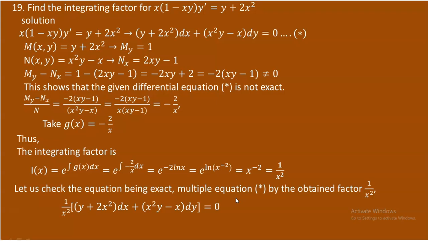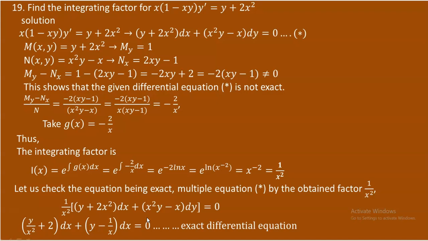Look, 1 over x squared times the entire equation star is directly taken. What comes here is, as you see, this one: y over x squared plus 2 dx plus y minus 1 over x dy, which actually is exact because the partial derivative of this one with respect to y is 1 over x squared, and the partial derivative of this with respect to x is 1 over x squared again. So this is an exact one.